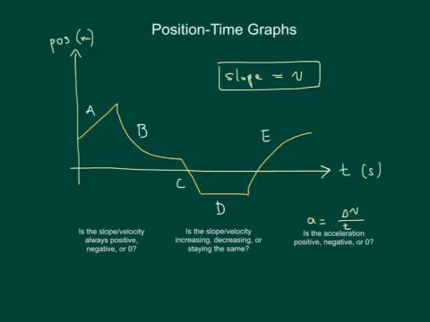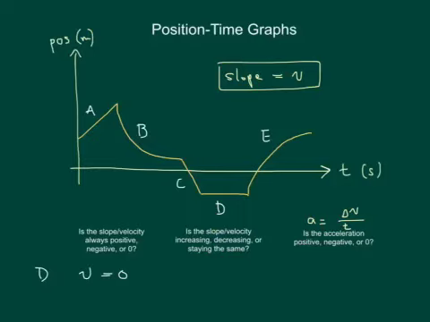For segment D, is the slope, velocity, always positive, negative, or zero? D is a horizontal straight line. Horizontal lines have a slope of 0, but instead of putting slope equals 0 in my answer, I'm going to put, not slope, but velocity equals 0.